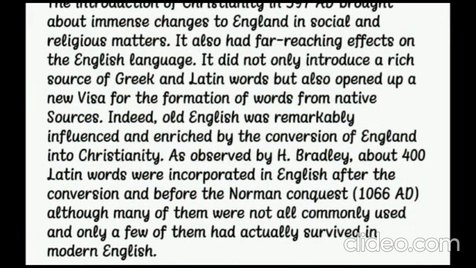The introduction of Christianity in 597 AD brought about immense changes to England in social and religious matters. It also had far-reaching effects on the English language. It did not only introduce a rich source of Greek and Latin words, but also opened up a new avenue for the formation of words from native sources. Indeed, Old English was remarkably influenced and enriched by the conversion of the English to Christianity.